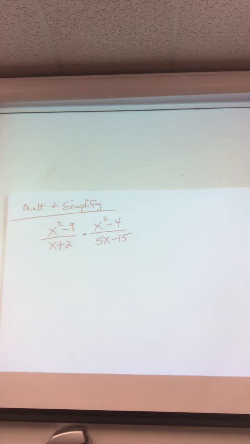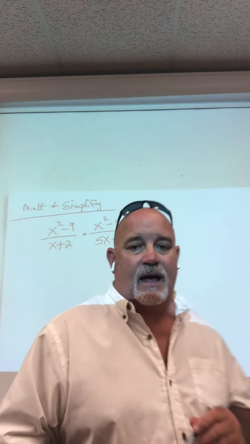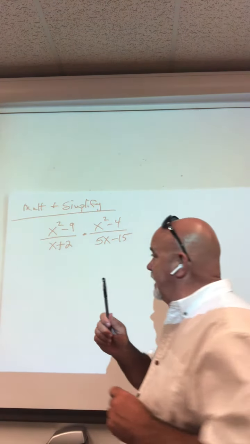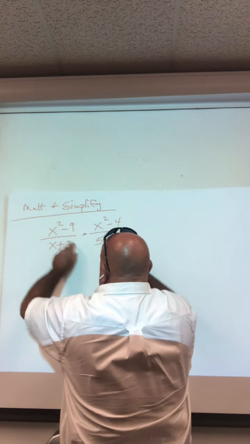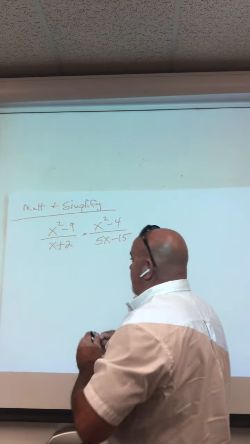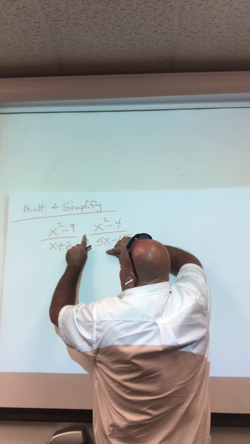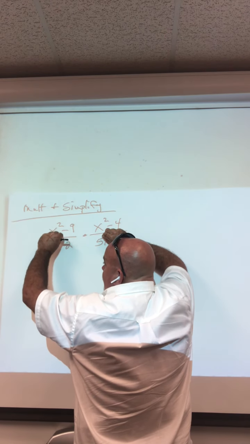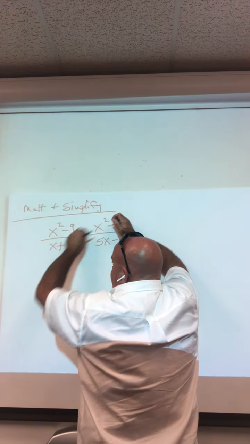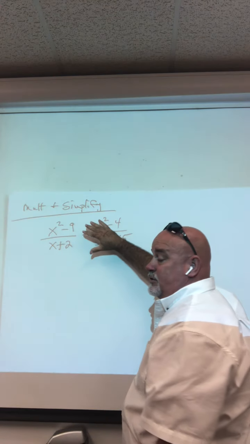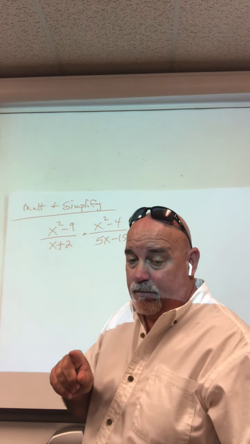Okay, so here's the problem. Now, multiply and simplify. But let me say again, I don't want to start multiplying all of this out first. Because how do we multiply two fractions together? Cross cancel first. Well, you can't cancel until you factor.